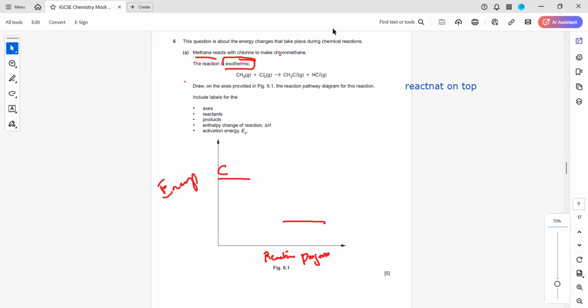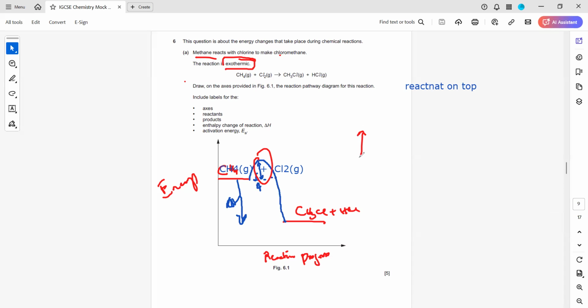So we have the reactant methane reacted with chlorine, and we have methyl chloride CH3Cl plus HCl. You have to mention the states. Then between the reactants and products is the enthalpy change, with the arrow pointing downward, and the activation energy from the reactant to the start of the reaction. But this is not the right way. In the exam, you will lose a mark if you draw an arrow like this. It should either point up or point down. Don't draw any arrow with both directions.